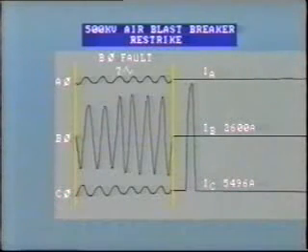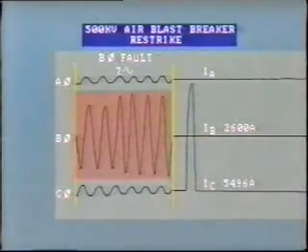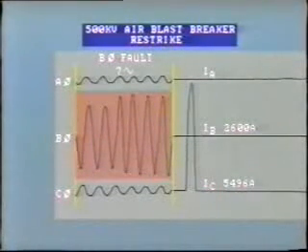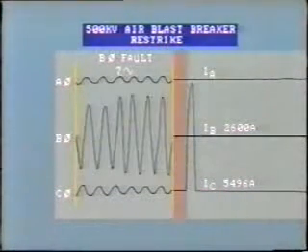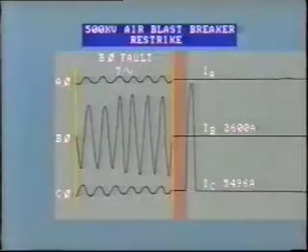Here's a set of oscillogram traces showing an actual restrike on a 500 kV air blast circuit breaker. The initial fault was on B phase to ground, and it successfully cleared after 7 cycles. About 1 cycle later, lightning struck C phase conductor, causing the breaker to restrike.